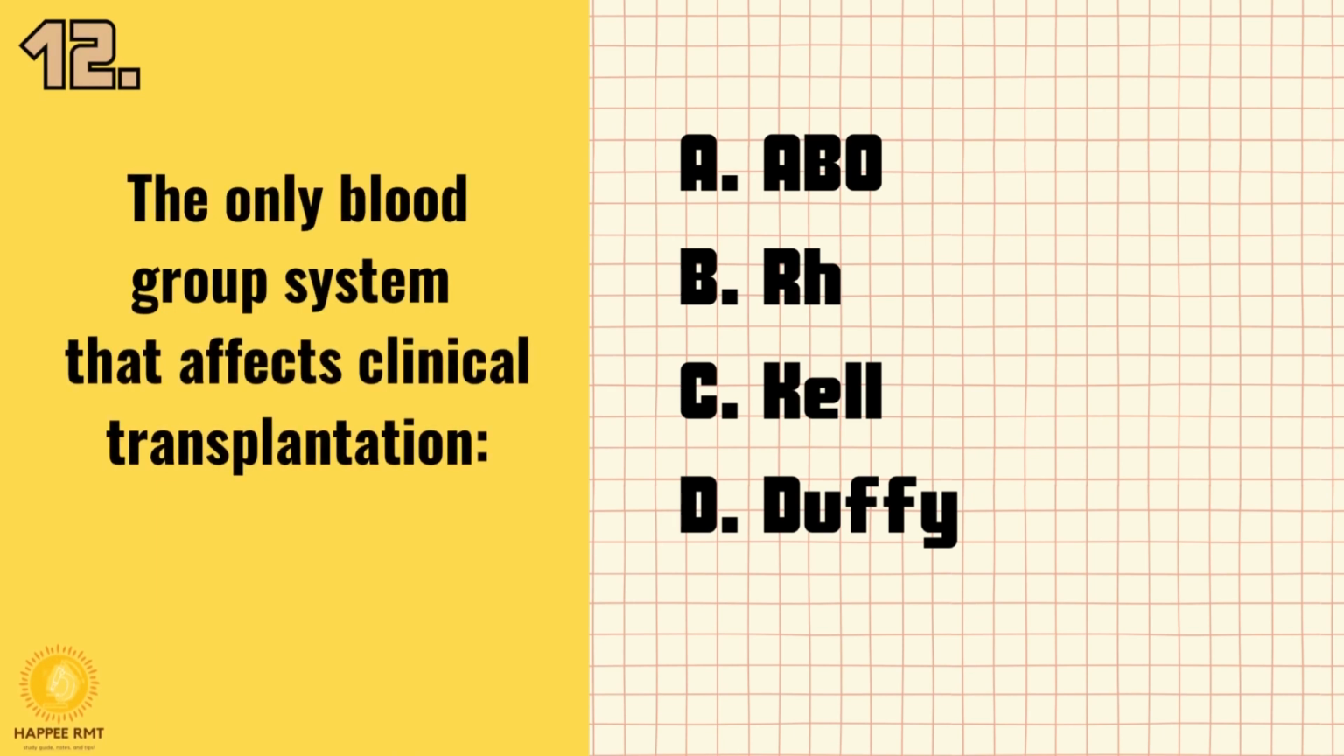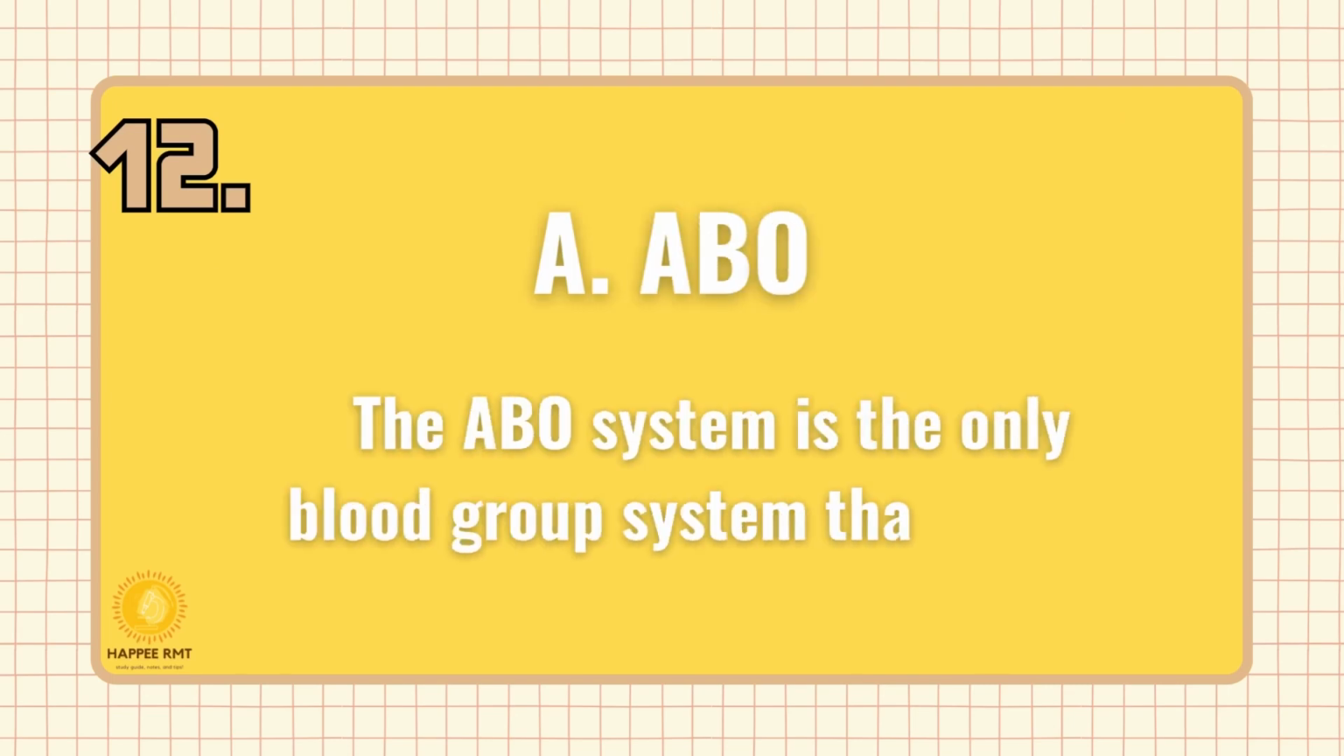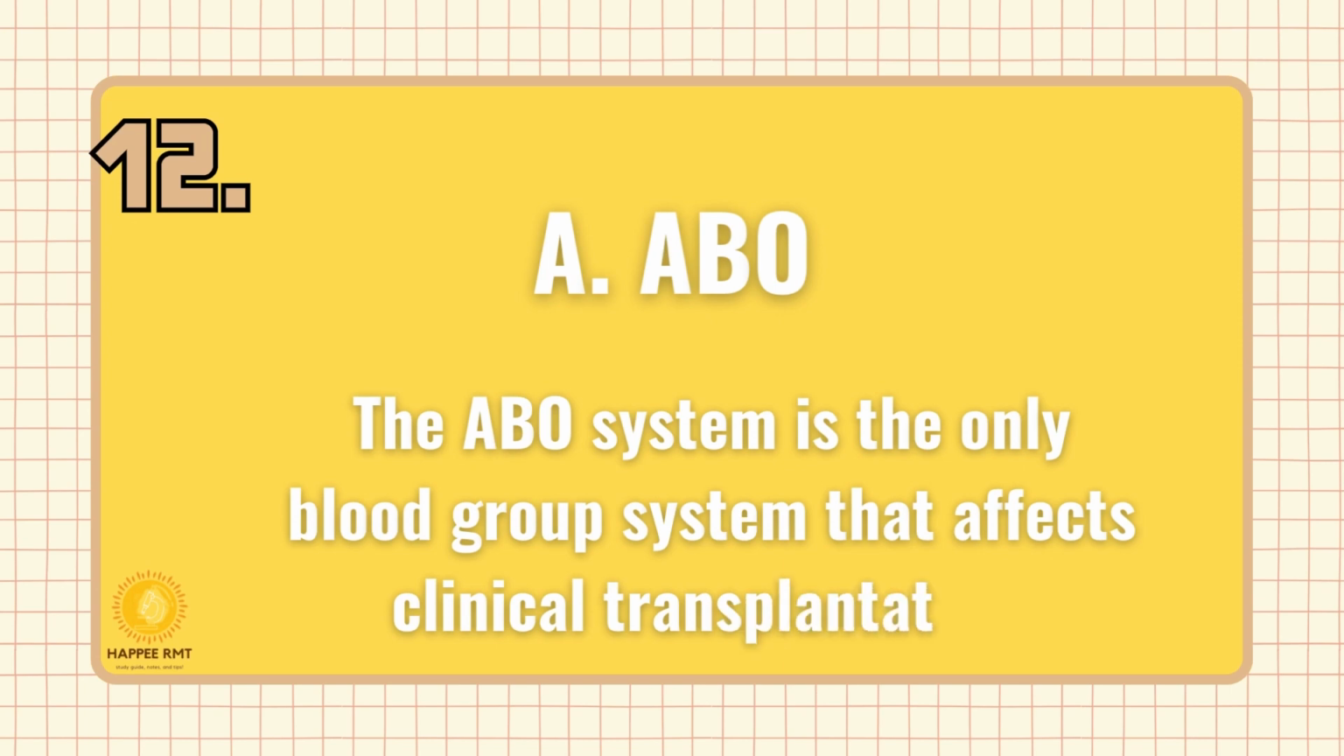Number 12. The only blood group system that affects clinical transplantation is A. ABO, B. Rh, C. Kell, D. Duffy. Answer is A, ABO. The ABO system is the only blood group system that affects clinical transplantation.